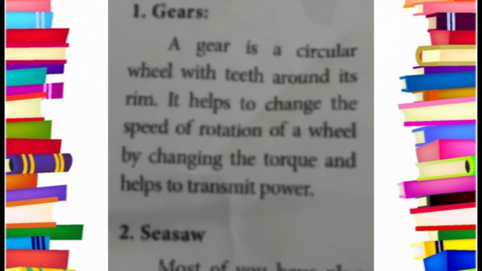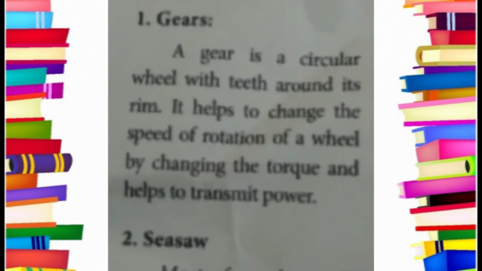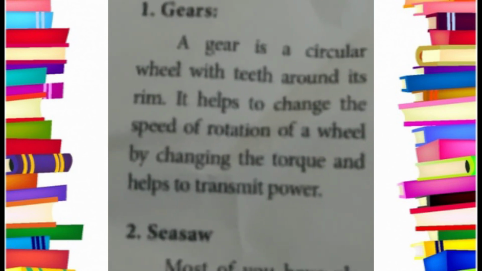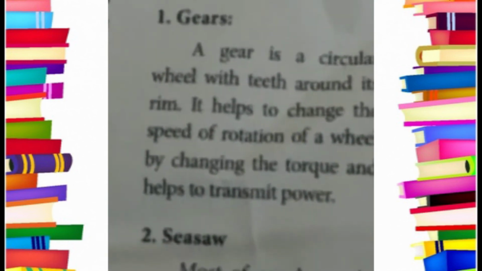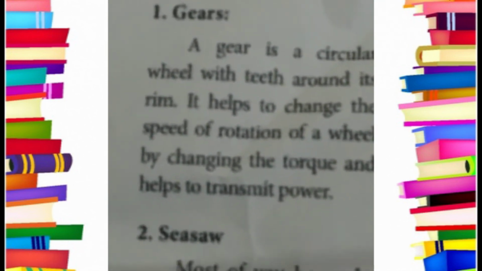Let's see some applications of torque given in your book. The first one is gear. A gear is a circular wheel with teeth around its rim. It helps to change the speed of rotation of a wheel by changing the torque and helps to transmit power.